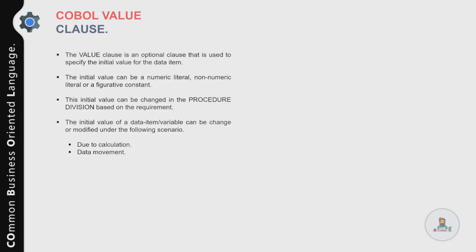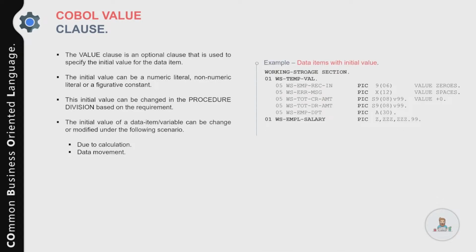So the initial value of a data item or a variable can be changed or modified under the following scenarios. So first one is you are doing some calculation with the help of that temporary variable, or probably you're moving some value from another variable to that particular variable. These are the two possible scenarios where you change the initial value that you've assigned with the help of value clause. Now let's talk about a couple of examples so that you can understand how exactly you can use value clause when you're defining the variables.